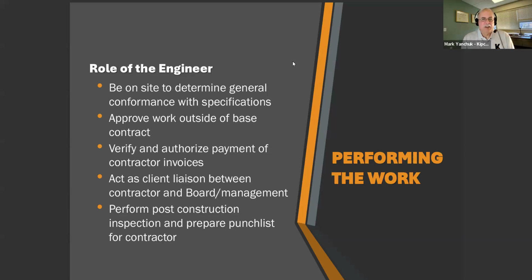For example, for a GAF Golden Pledge warranty, you have to use 5 of their roofing products, and that might be very intricate in what was specified. So you don't want to start substituting products without understanding the ramifications. The engineer would also approve any work outside the base bid contract, for example, the quantity of plywood being replaced. They would also verify and authorize the payment of any of the contractor invoices. Usually invoices would be submitted after buildings are completed.